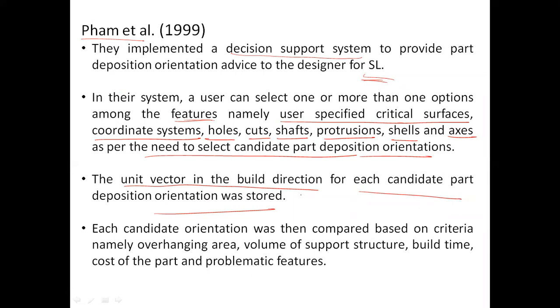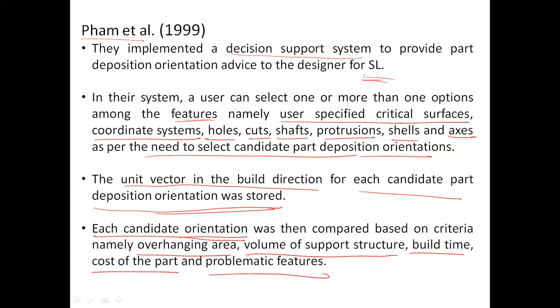So for every surface there was a unit vector, and the component of the unit vector in the direction of fabrication was stored as the candidate part deposition orientation. These you can call the process parameters. Out of these selected process parameters, each selected orientation, now called the candidate orientation, was compared on the basis of overhanging area, volume of support structure, build time, cost of the part, and problematic features.